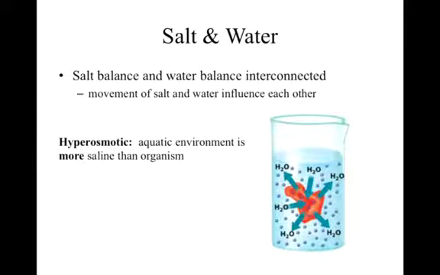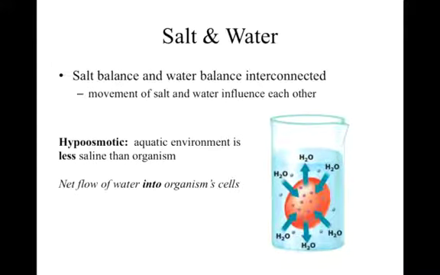And so that's our next definition. A hyperosmotic environment is an aquatic environment that is more saline than the organism. But a hyperosmotic organism has more salt than the environment. So again, it's all about your frame of reference. If I say hypoosmotic and I refer to the environment, that means the environment has less salt than the organism. If I say hypoosmotic and I refer to the organism, that means the organism has less salt than the environment.